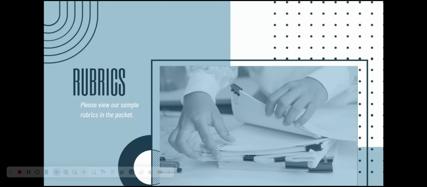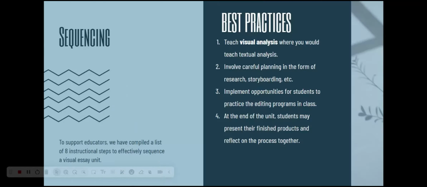And then finally, for mechanics, kind of your classic word count, citation style, all that fun stuff that we're so used to in written essays. So now we have discussed rubrics. We're going to talk a little bit about our sequencing step.